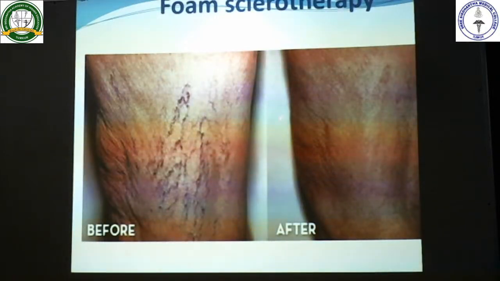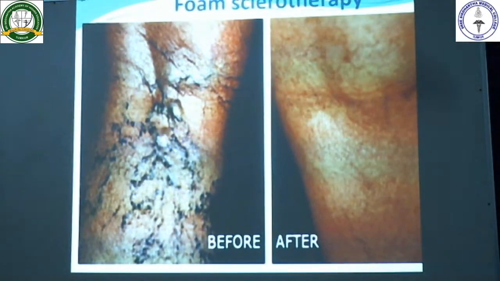So by using foam sclerotherapy, before, it appears like this, like reticular telangiectasia, and after subjecting it to sclerotherapy, there is a cosmetic effect. This is also foam sclerotherapy. Before, it looks like this. After subjecting the patient to foam sclerotherapy, the cosmetic problem will disappear.